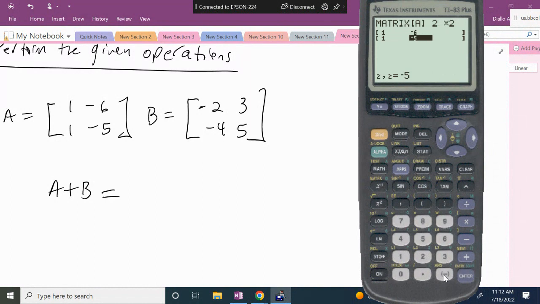I'm going to go back into matrix. I'm going to go over to edit, but this time I'm going to go down to matrix B and select enter. Matrix B is also a 2 by 2 matrix. I'm going to put in its elements, -2, 3, -4, and 5.